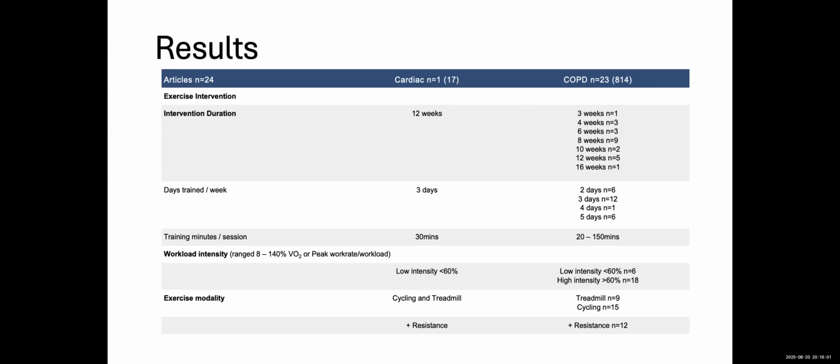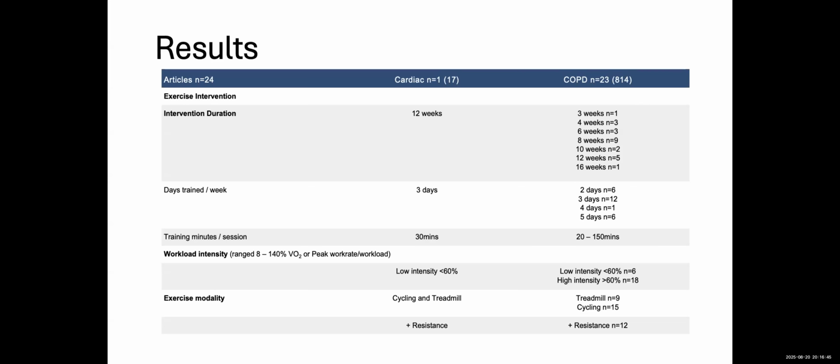With the work intensities, it ranged significantly as well, from some articles reporting as low as 8% of their peak work rate. That was an article based around heart rate intensity, but they did equate it to what their peak work rate would have been. Then you've got some that were working at intensities of up to 140% of their peak work rate in those incremental exercise tests. Of the 24 studies, most exercised at high intensity, so over that 60%.